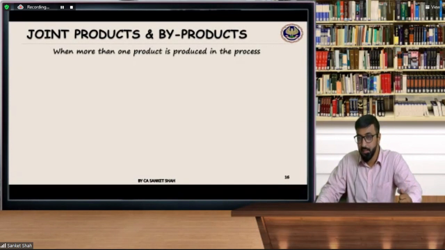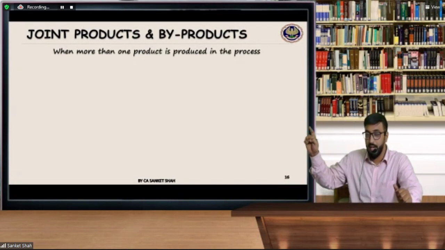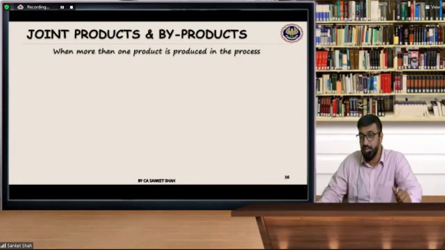Physical method, second one, marginal cost method, then NRV method, market value at split off, after split off, that is market value methods. Survey method is there. Okay, so total 7 methods are there. Total methods means 5 methods, and in the fifth method there are 3 methods: NRV, market value at split off, and market value after split off.